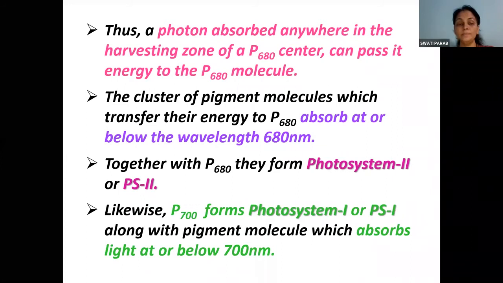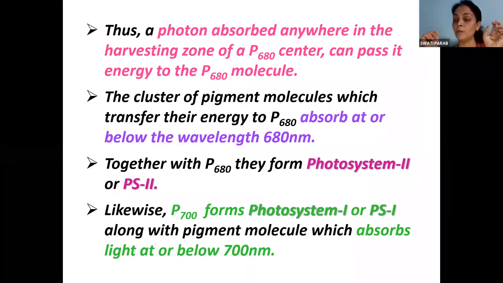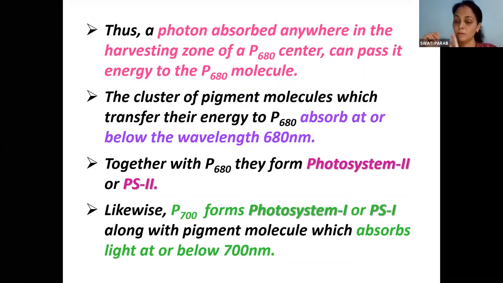Now, when we talk about light reactions, they occur in two different forms. One is cyclic and the other is non-cyclic. When we are talking about cyclic photophosphorylation, only PS1 will be involved. And when we are talking about non-cyclic reactions, there is involvement of both photosystems. Clear? So write down this as the last point.